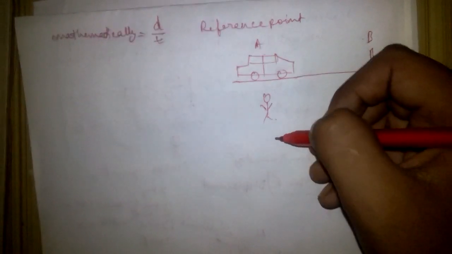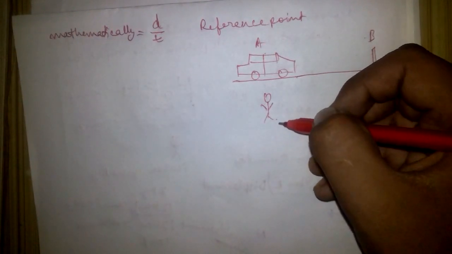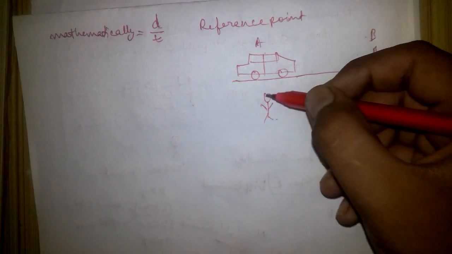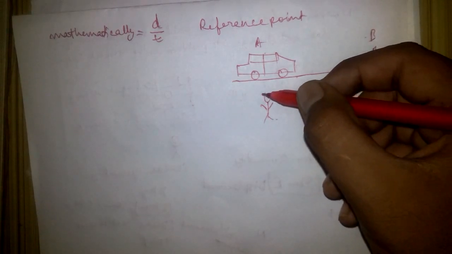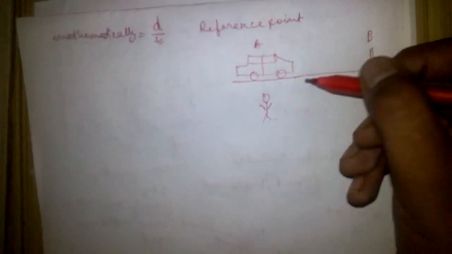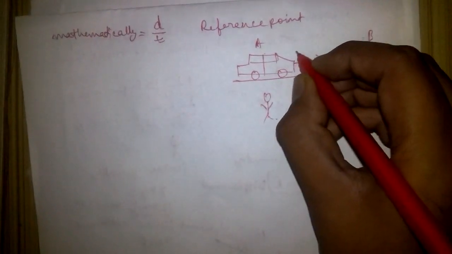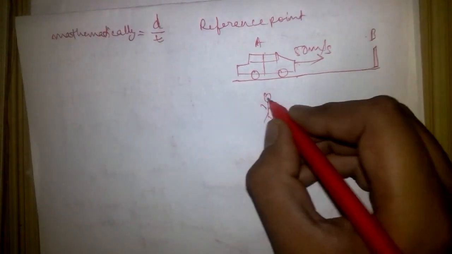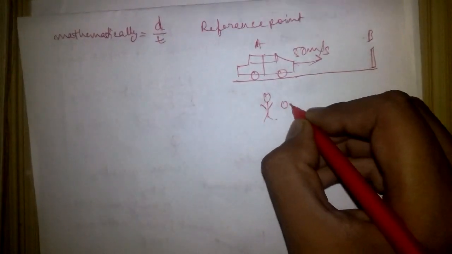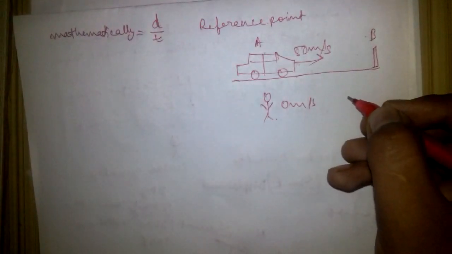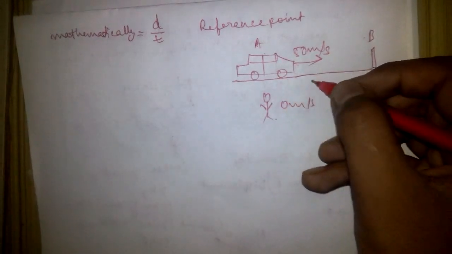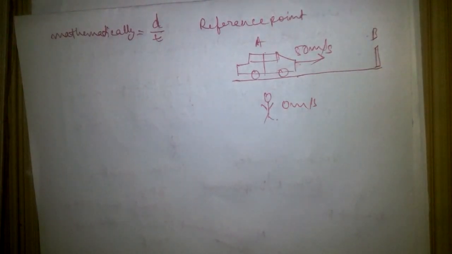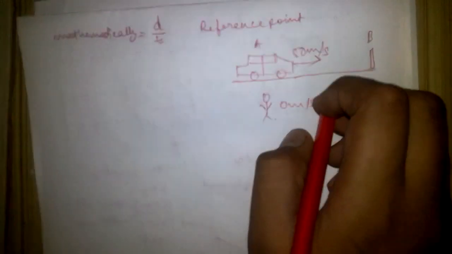and the rest with respect to ground means when you take the ground as the reference frame, the man is at rest, and when you take the man as the reference frame, the car is in motion. Suppose it is moving with 50 meter per second, then the speed of the man is 0 meter per second, meaning he is not moving. So here the car is in motion. Okay, and this was also about the reference point.